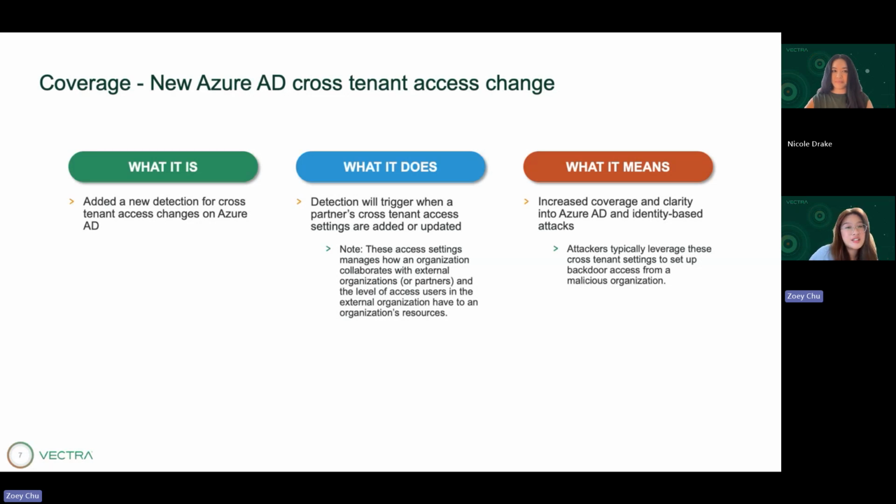Just for a little context, cross-tenant access settings are how an organization manages collaboration with an external organization, such as a partner, a third-party vendor or a contractor, and they manage the level of access users from that external organization have on your own resources. So this is very important because attackers leverage these cross-tenant settings to set up backdoor access into your environment, into your organization. What this means is added coverage and clarity into Azure AD and identity-based attacks, and it adds more visibility into potential incoming threats.